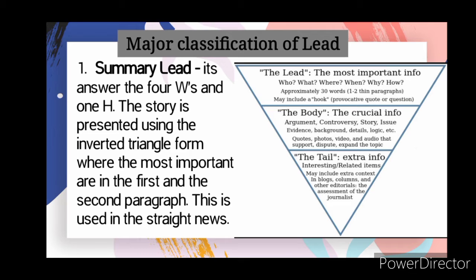Next of the subtopics we have is the major classification of lead. Let's talk first about the summary lead. It answers the 4 W's and 1 H. The story is presented using the inverted triangle form where the most important information is in the first and the second paragraph. This is used in straight news. From the word itself, summary, it uses a few words to give the most important information.